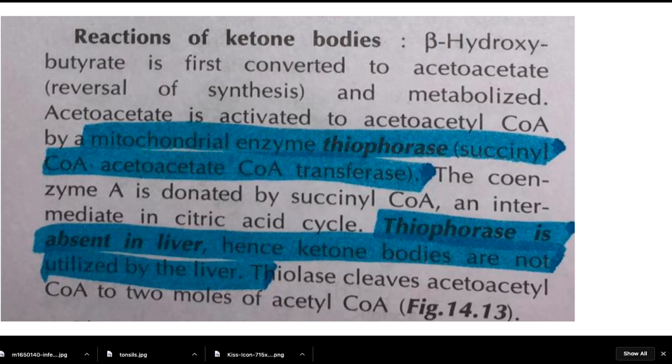In the reactions of the ketone bodies, beta hydroxybutyrate is first converted into acetoacetate and then it is metabolized. That acetoacetate is activated by a mitochondrial enzyme called thiophorase, which is very, very important. This is an enzyme which transfers CoA from succinyl-CoA to acetoacetate, a coenzyme A transferase. Make a note that this particular enzyme is absent in the liver, and that's the reason why the liver cannot utilize ketone bodies. The liver can synthesize ketone bodies but cannot utilize them because of the absence of the thiophorase enzyme. This is a most commonly asked question.